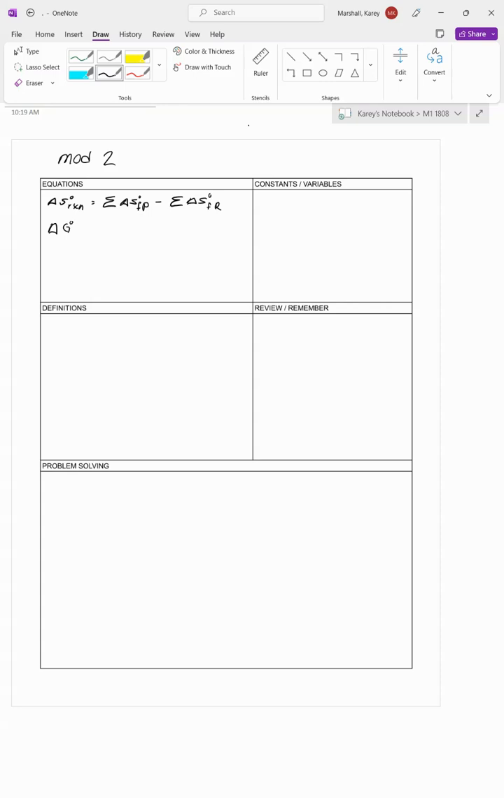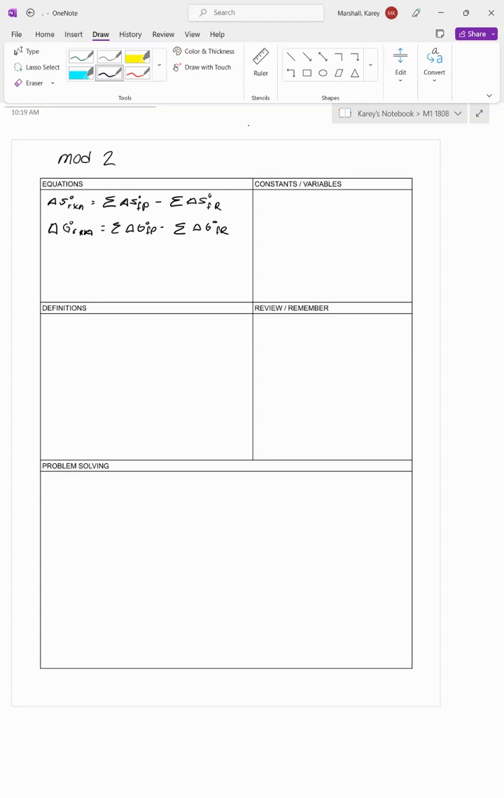So the delta S and the delta G naught of each of the products and the reactants, those are going to be tabulated. And once you do a couple of these, it's no big deal. So we're just going to write these down in case you need them.